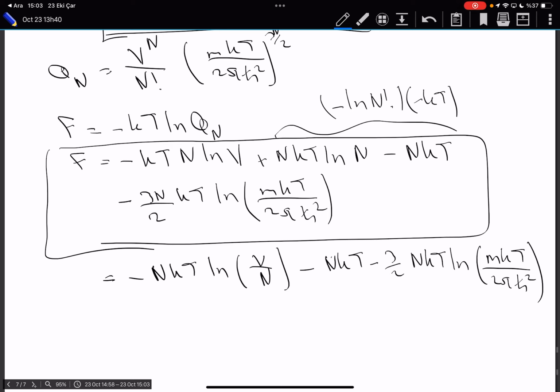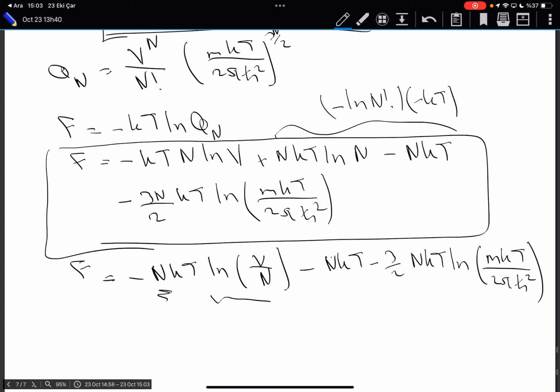Okay, is this an extensive function or an intensive function? The free energy, like the total energy, has to be an extensive function. Is this an extensive function? Well, you see, what do you mean by extensive function? Let's say you take your system and just double your system. If it's an extensive function, it should be doubled. So if you double your system, N is doubled, V is doubled, so V over N is not doubled. So this logarithm doesn't change, but there is this overall N.